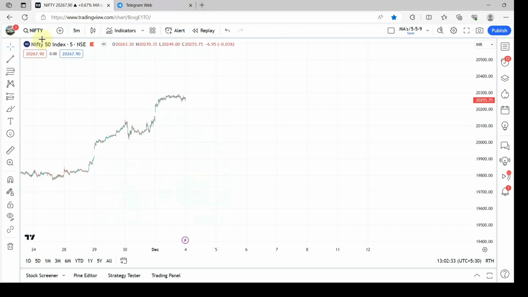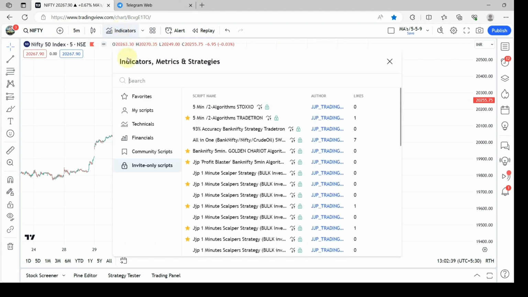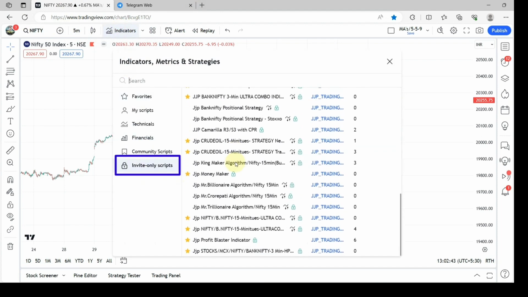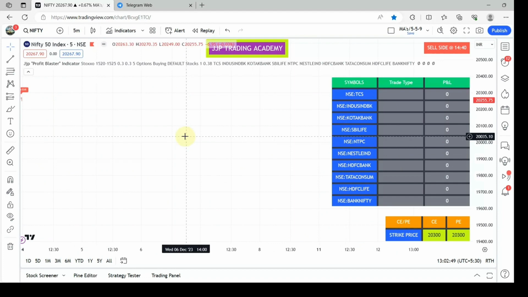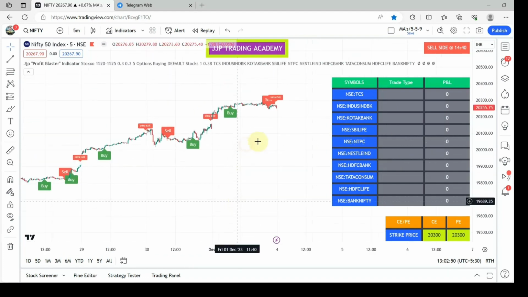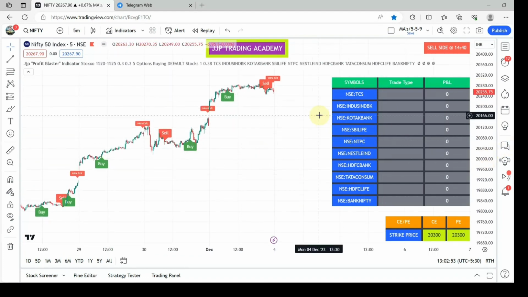Now I have opened the Nifty chart with a 5 minute time frame. I am just going to include our indicator. Clicking on indicators, after clicking on invite-only scripts, now you can see our indicator JJP Profit Blaster. So I am just including it right now. Now we are getting the signals for the Nifty chart.